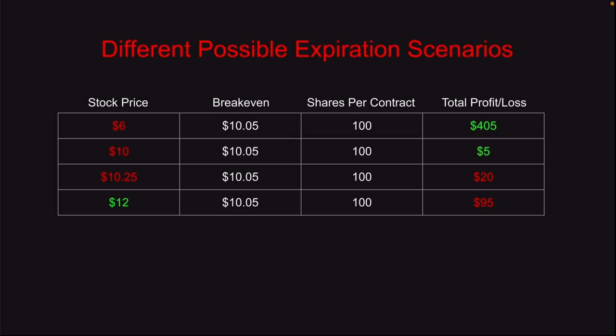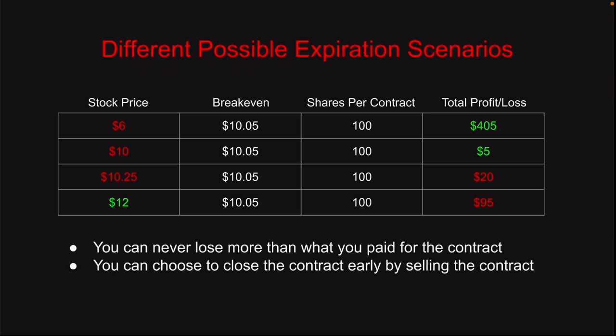Now let's say GE actually goes up and goes to $12. Well, this is outside your max loss, which would have been at $11. Therefore, you do lose your full $95. Just like with calls, you will never lose more than whatever you paid for the contract. And also, just like with calls, you may close the contract early by selling the contract.